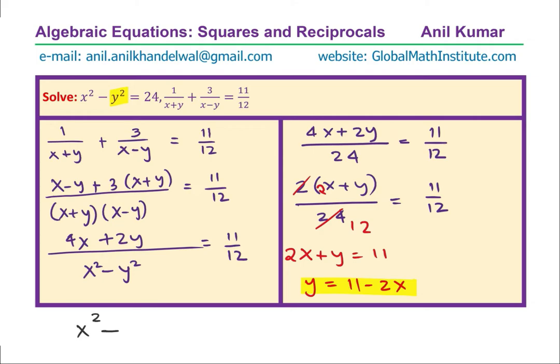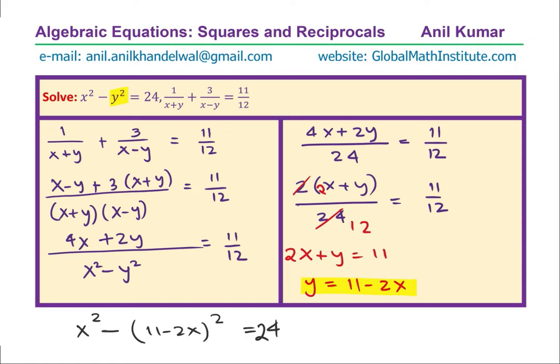So now we have x squared minus, instead of y, I'm writing (11 minus 2x) whole square, and that is equal to 24. Correct? So you have this equation. You can expand, simplify. You see it's a quadratic equation. Use the quadratic formula or factoring to solve this equation. Okay, so some of you must have got the solution now. Let's move forward and look into its solution.